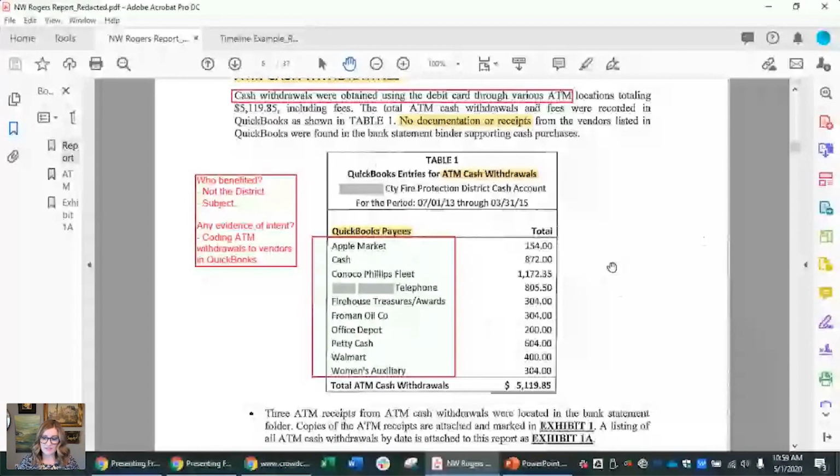If I take cash out of an ATM, I didn't necessarily use it at Apple Market or Office Depot and all these things that were listed. I just got cash. Well, there were no receipts for any of these expenditures, and he had coded them all in QuickBooks as if he had, but there was no change anywhere. And we all know that if you take out $300 from the ATM and use $200 at Office Depot, it's not going to be an even $200 normally. So there was no deposits offsetting this.